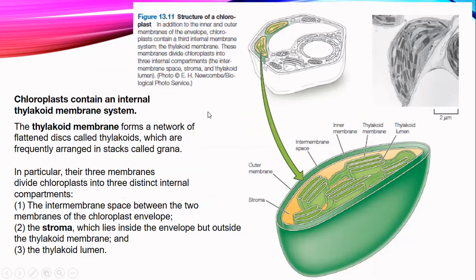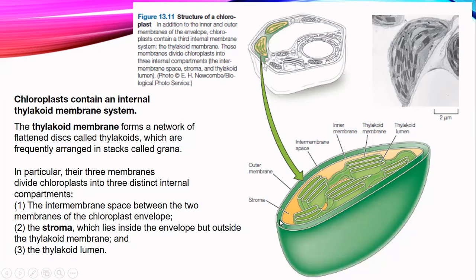Now, chloroplasts contain an internal thylakoid membrane system. So, muna yung interthylakoid, katong stacks of thylakoid, chorograna. So, the thylakoid membrane forms a network of flattened disc. Paggrupo na grana. So, in particular, the three membranes divide the chloroplast into three distinct internal compartments. Okay, first, we have the intermembrane space. So, this is a space between the outer membrane and the surface of the inner membrane.